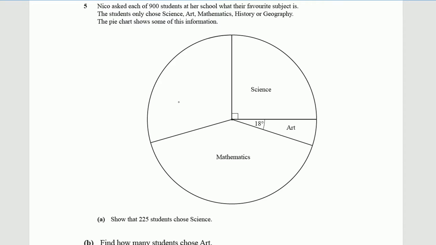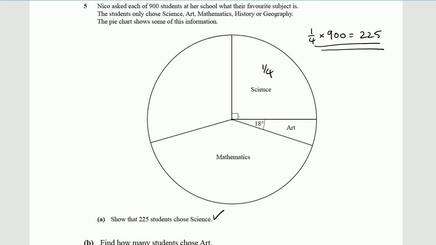Science has a right angle in the middle, and that means that it represents 1/4 of the circle, so it must be 1/4 of, remember of means times in maths, 900. And 1/4 of 900, 1/4 times 900, is indeed 225. So that calculation there will do the job.